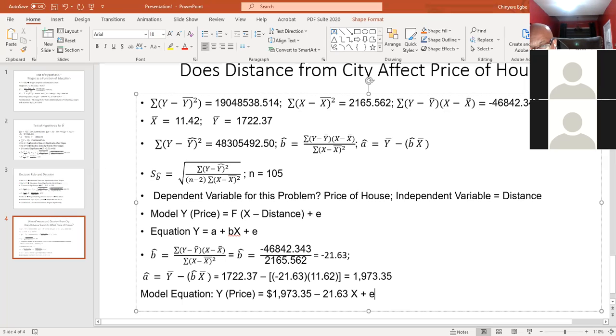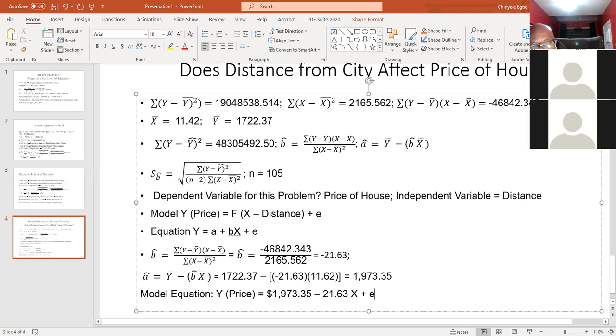You understand that? Say that one more time. Interpret this. The price of a house begins basically if it is in the city. Yeah, it starts at 1973, and for each additional mile away from the city, every mile after that, it decreases by 21. Yes, every additional mile away from the city. That's true. Thank you for clarifying, Professor. So this is what that model means.